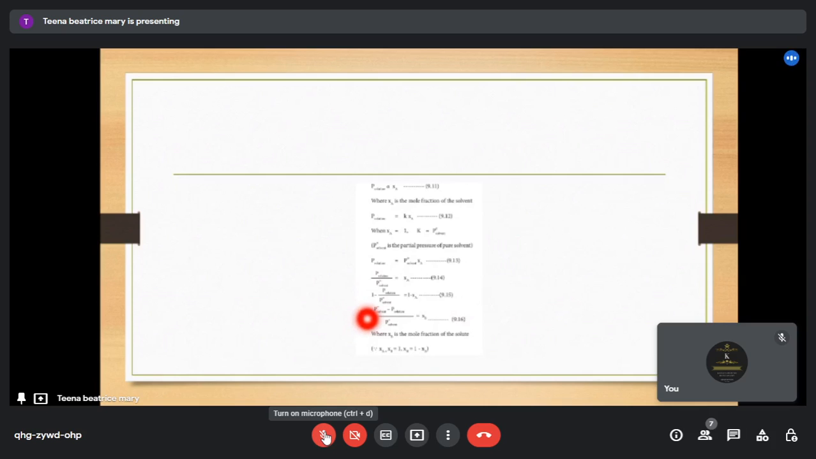Then, if you want to find the total, you have to add. XA plus XB becomes 1. So XB becomes 1 minus XA. Here XA is the mole fraction of solvent, and the mole fraction of solute is 1 minus XA. So this is the derivation for the binary solution of liquid in solid.